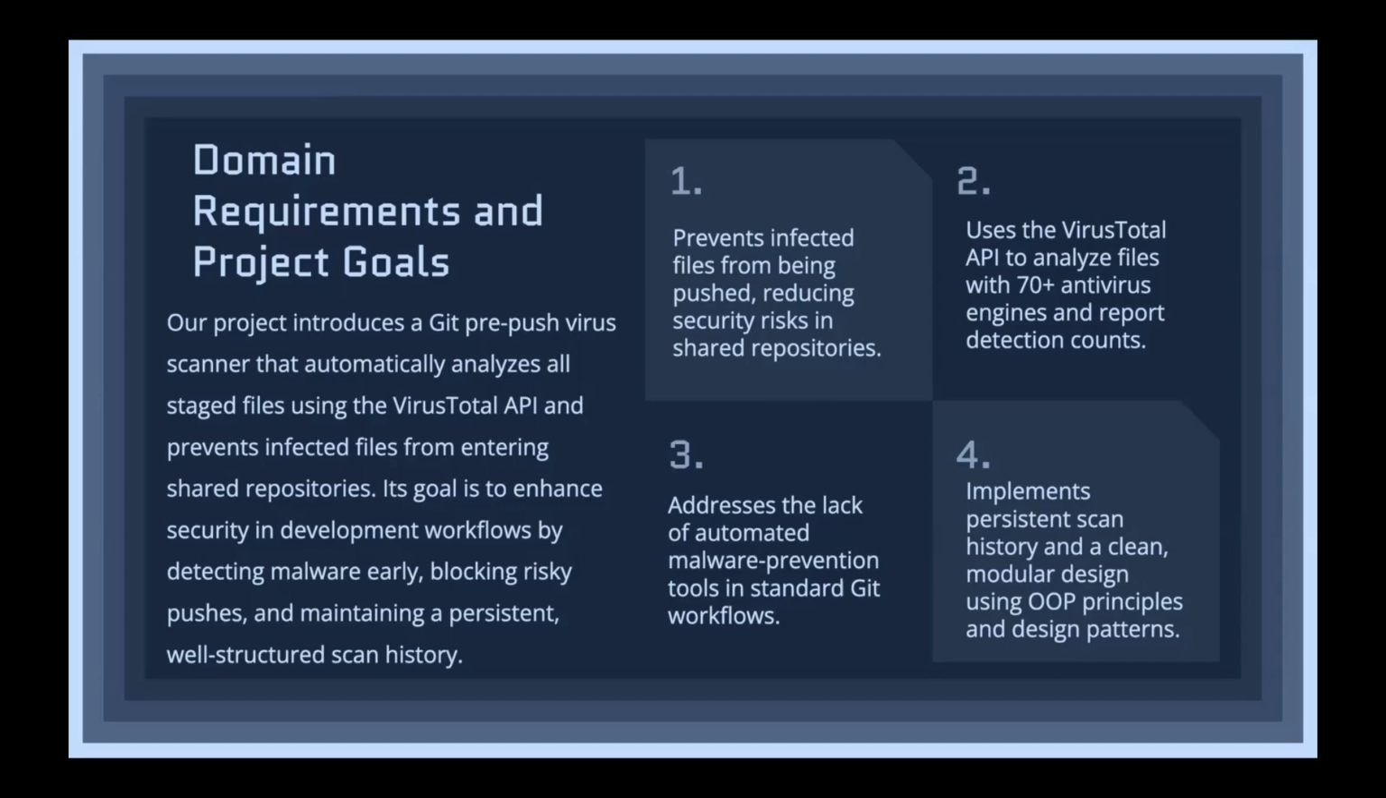Another one is using the VirusTotal API to analyze files with 70 plus antivirus engines and report detection counts. Third one would be to address the lack of automated malware prevention tools in standard Git workflows. And the fourth is to implement persistent scan history and a clean modular design using object-oriented principles and design patterns.